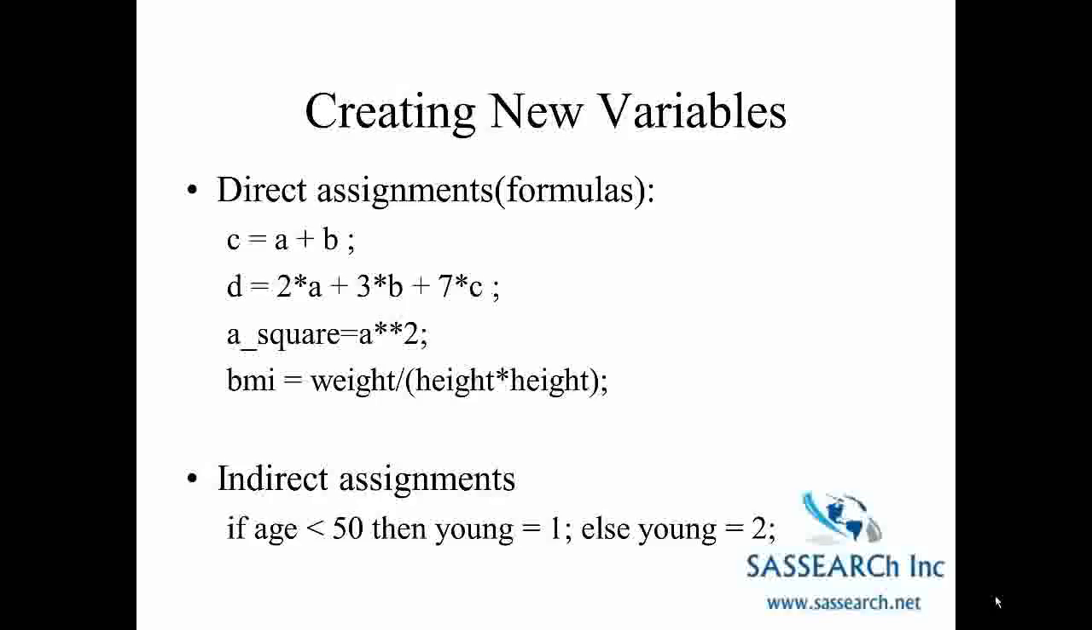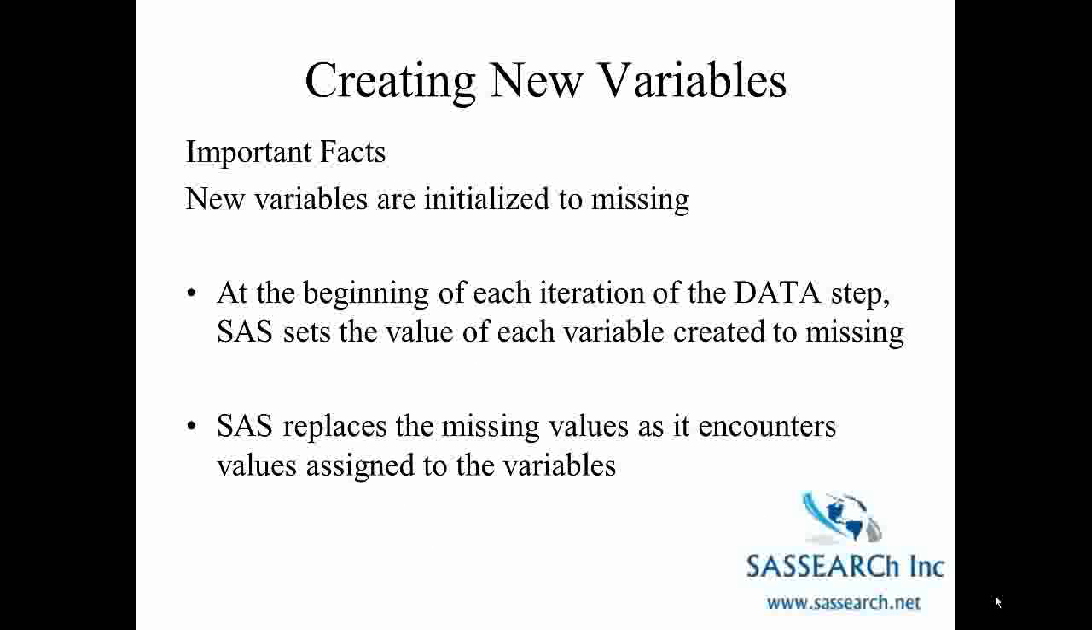The second way to create new variables is with indirect assignments. Here we're creating a new variable called young, and we're saying that if age is less than 50, then young equals 1, else young equals 2. The variable age, which is already on our data set, was used to create the new variable young with if, then, else statements.